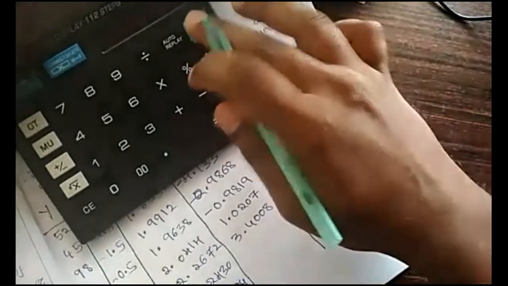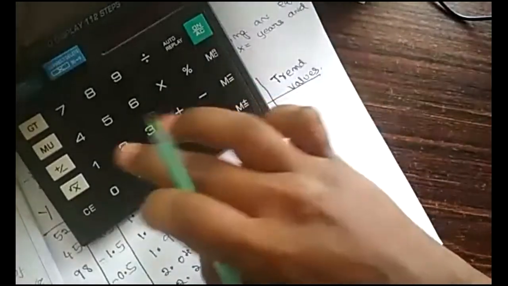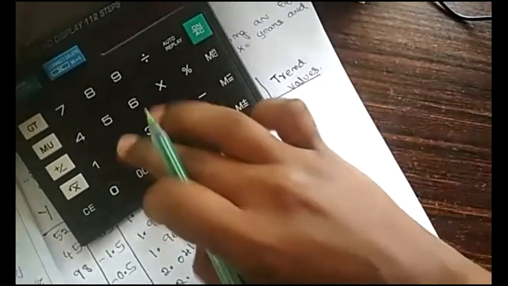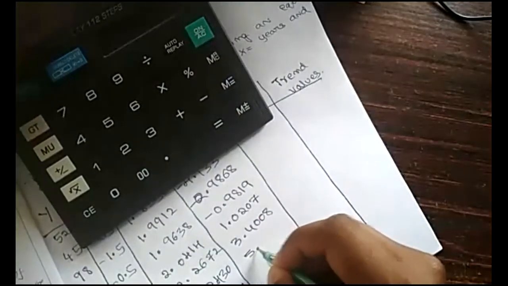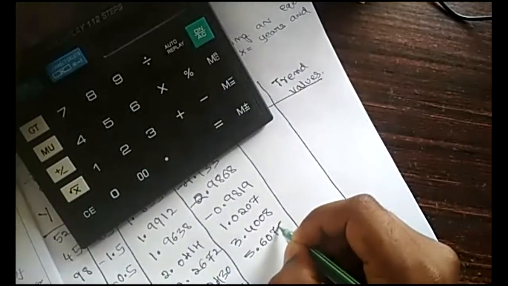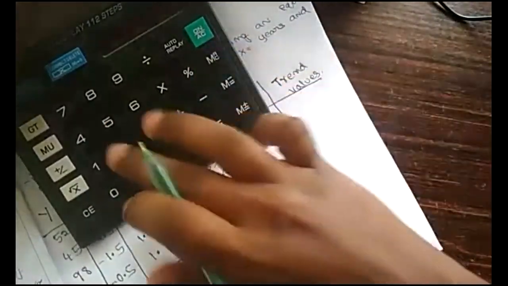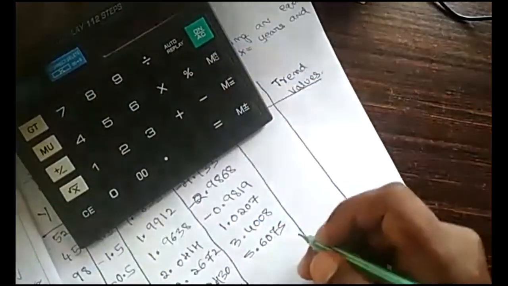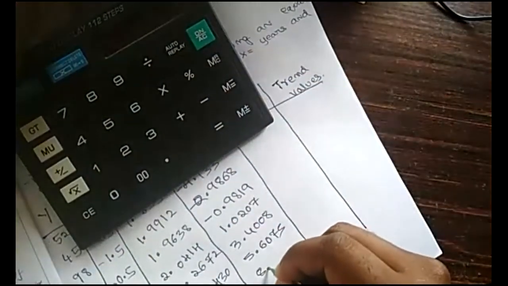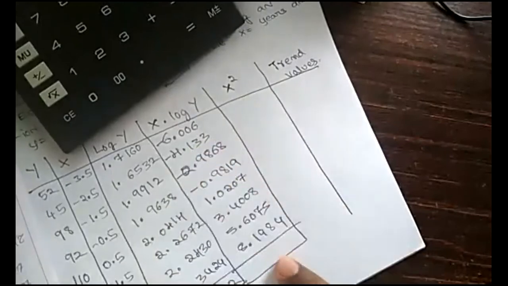3.4008. 2.5 into 2.2430, that is 5.6075. 3.5 into 3424, 19. Find out sum of this one.